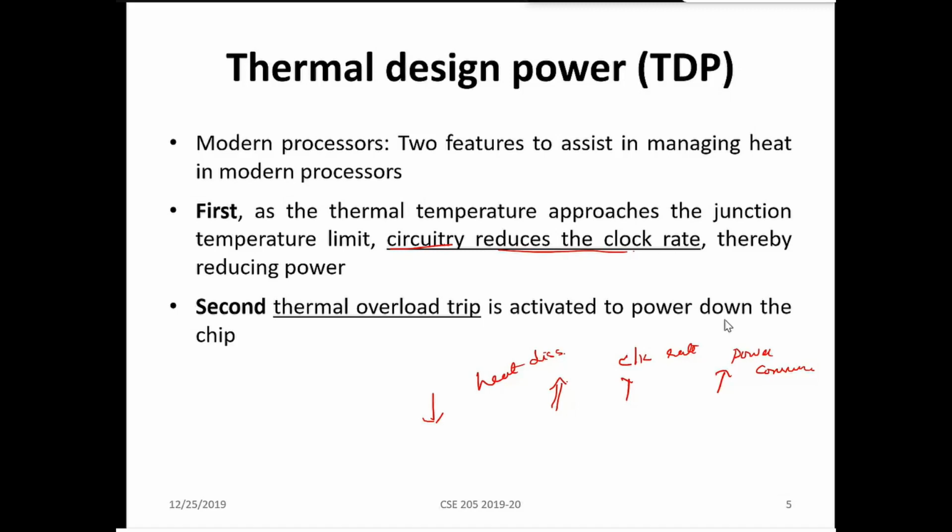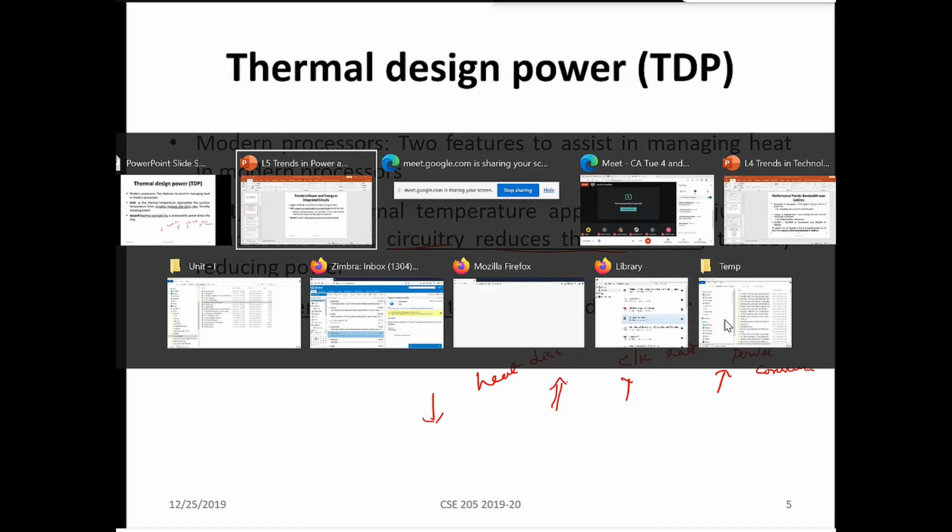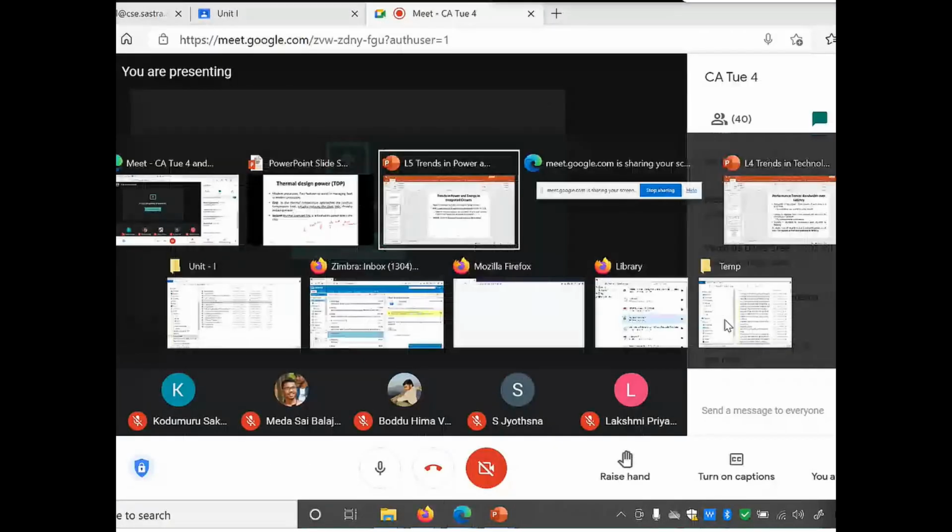So running the processor at maximum speed, which may be decreased. Anything is decreased? Hey, any people is there? Yes, ma'am. Yeah. Which is decreased?